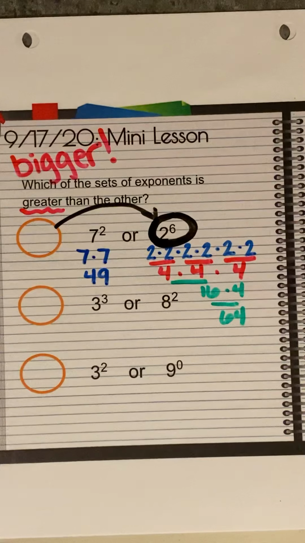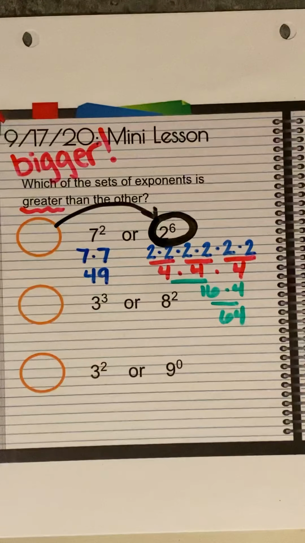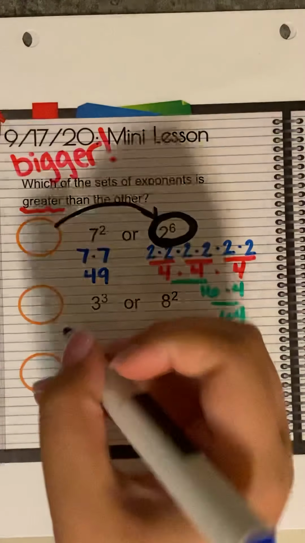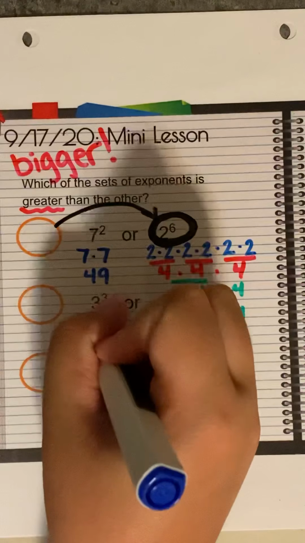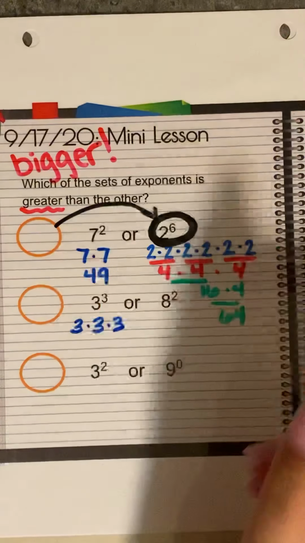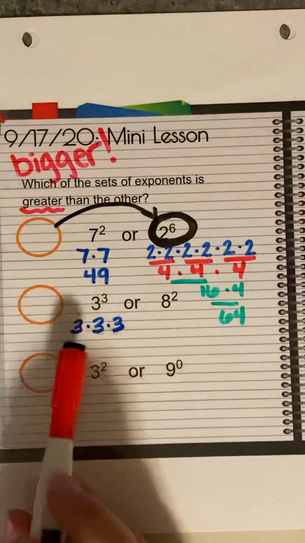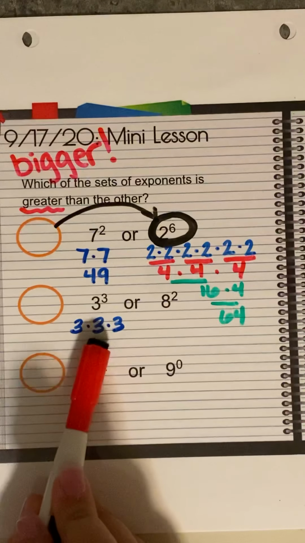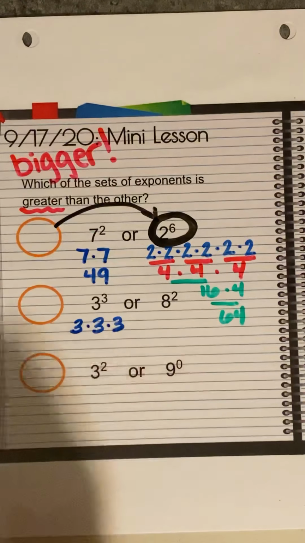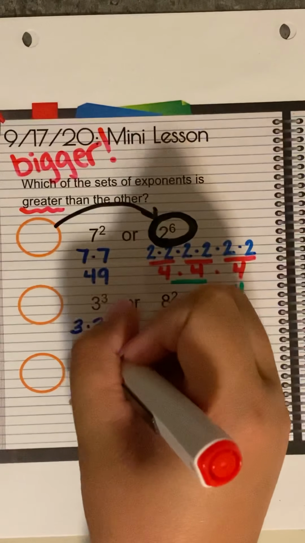All right, next one. 3 to the 3rd power or 8 squared or to the 2nd power? And you can also say 3 cubed. 3 cubed or 3 to the 3rd power means 3 times 3 times 3. And no, it's not 9. 3 times 3 is what? Well, 3 times 3 is going to be 9. And then 9 times 3 is going to be 27. So our answer is 27.